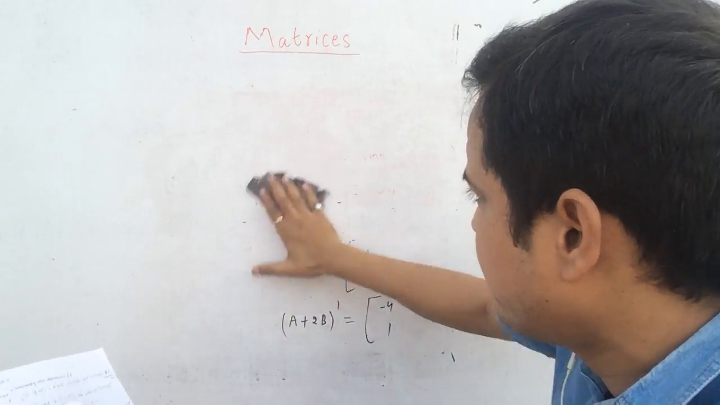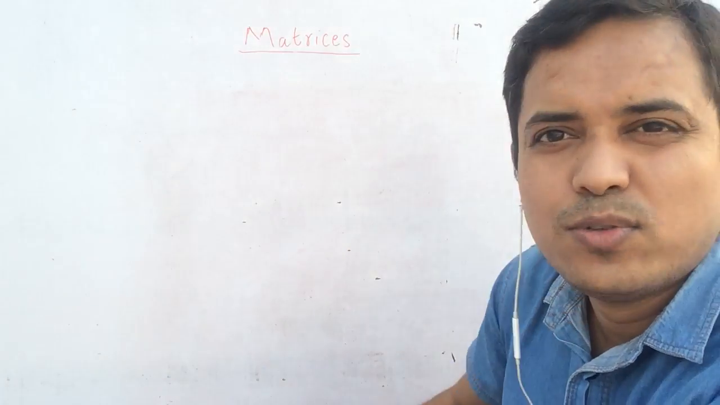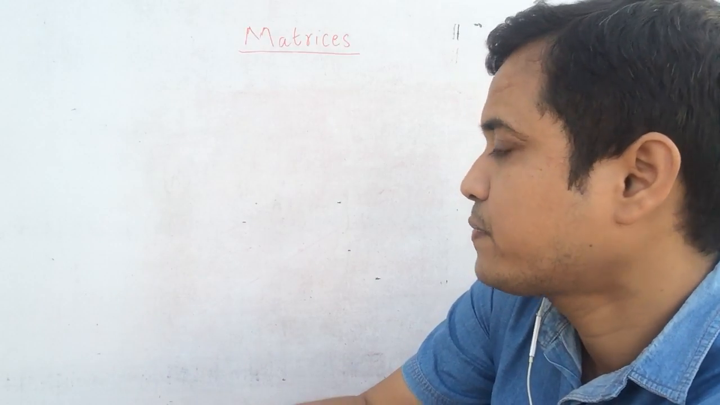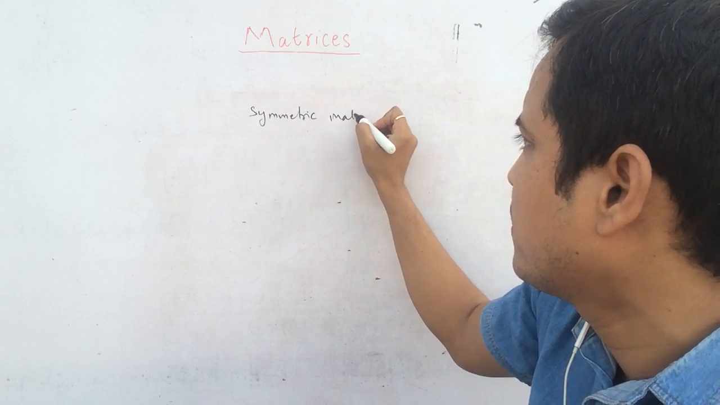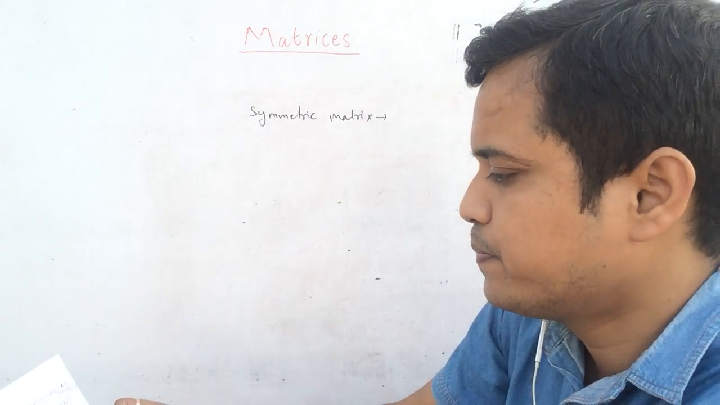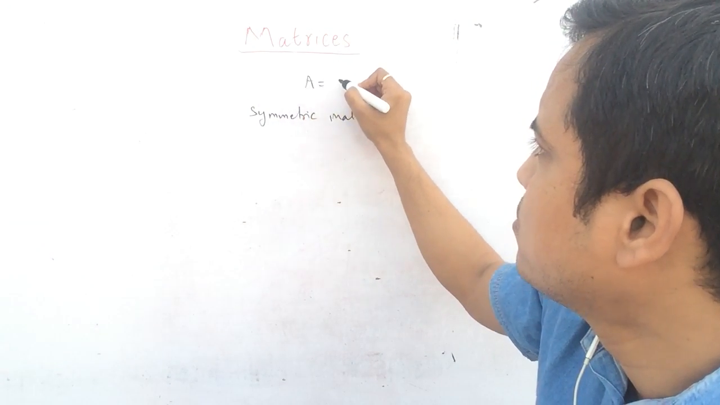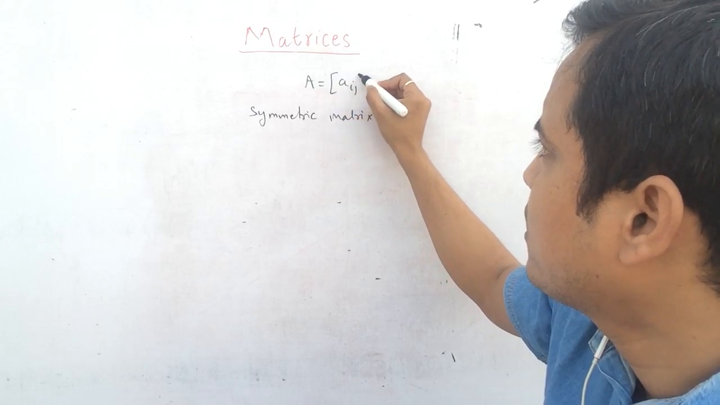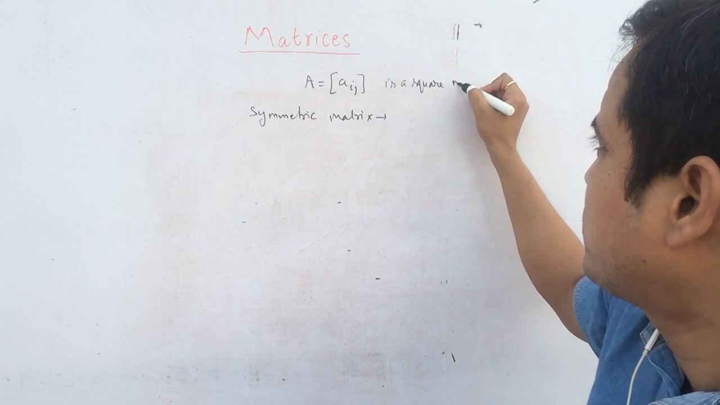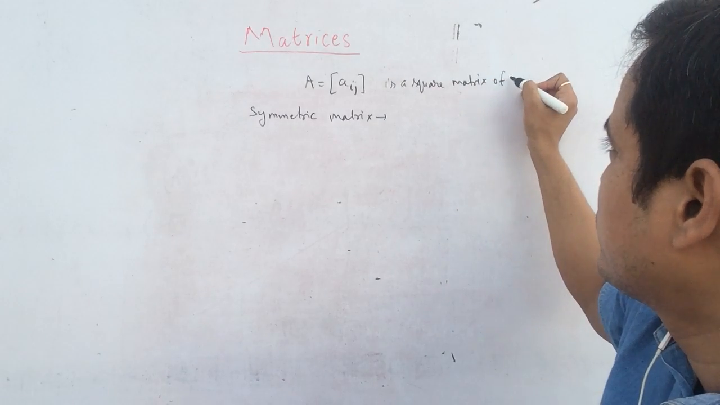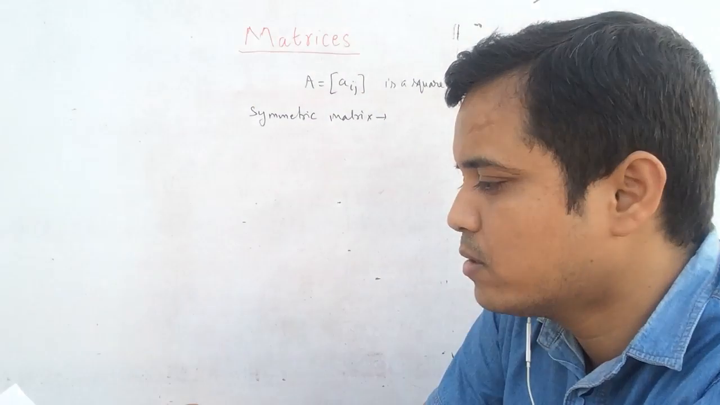Next concept, not next question. Symmetric matrix and skew symmetric matrix we will do. Okay. Now, so symmetric matrix. Now if A equal to Aij is a square matrix of order n. You can write it as order n. Okay.